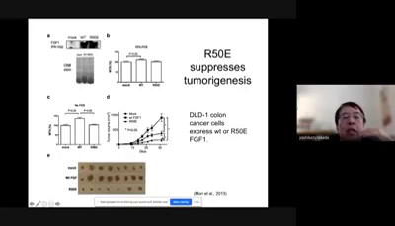What happens is that this is the wild type. Wild type enhanced proliferation, and this middle one is a control, vector only, and this is a mutant. So mutant clearly suppressed proliferation of cancer cells in vivo. Okay. So this might potentially have a therapeutic use.